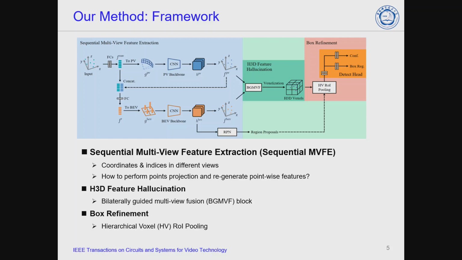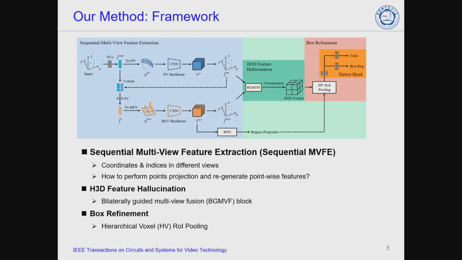After obtaining the multi-view 2D features of each point, the Hollow-3D features are generated by bilaterally guided multi-view fusion and a following voxelization operation. At the end, the box refinement module capitalizes on hierarchical voxel RoI pooling to extract proposal features from the Hollow-3D voxels, and makes further box refinement in the detect head.